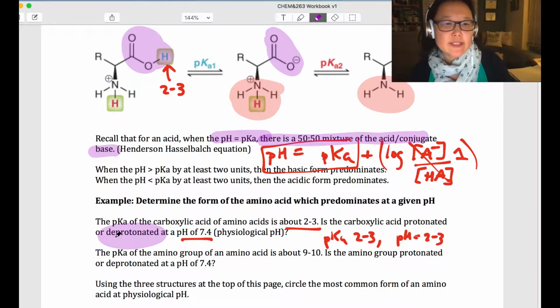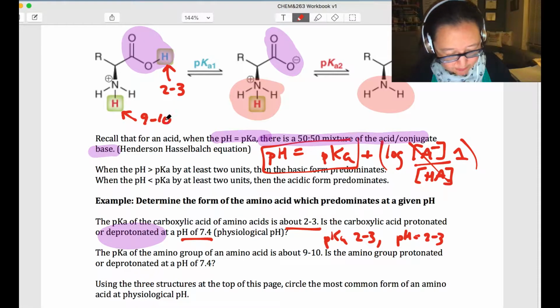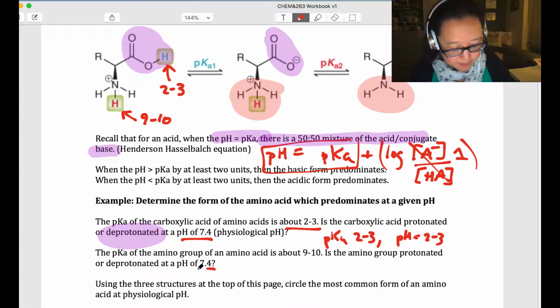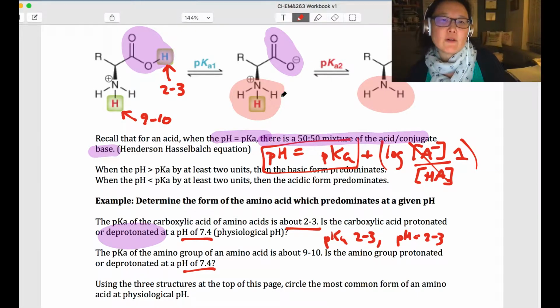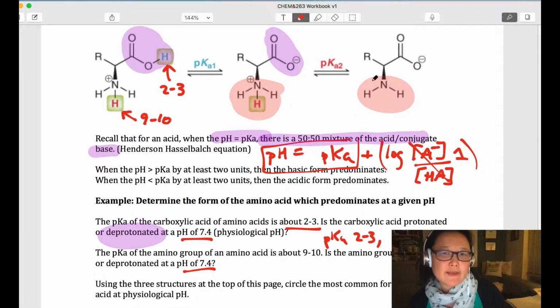All right, now let's try the next one. The pKa of an amino group is about 9 to 10. So for an amino group, right here, this is 9 to 10. So at a pH of 9 to 10, I'm 50% this way and 50% that way, okay? But if I'm at a pH that's lower, so 7.4, am I going to be more protonated or more deprotonated? So using the same kind of reasoning, if I'm 50-50 at a pH of 9 to 10, but now I'm going more acidic, right?